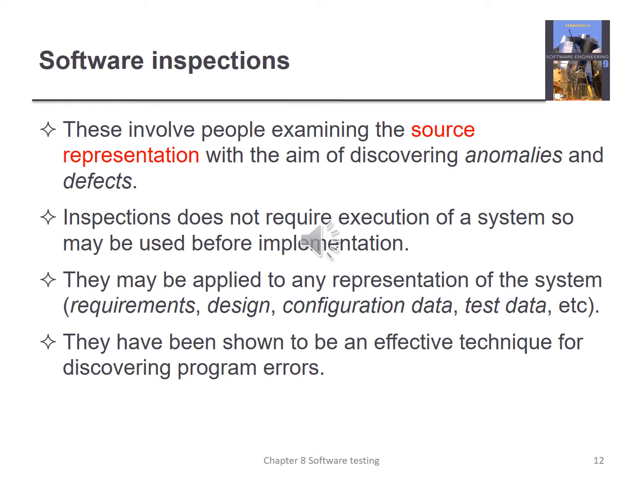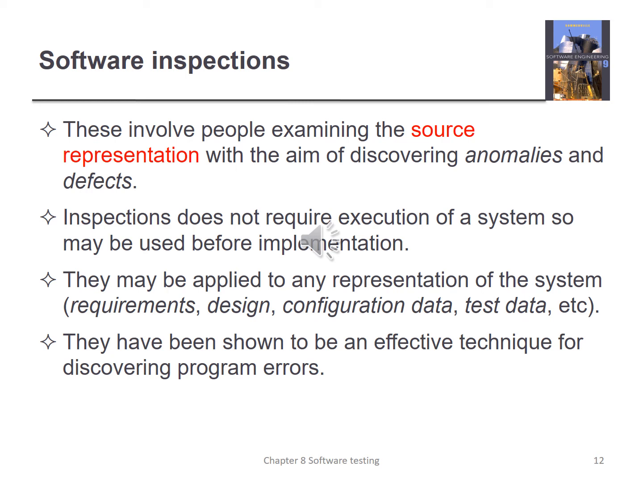We review and inspect requirements to find if there is anything missing or any contradiction between those requirements, so we can discover anomalies and defects. Inspection does not require execution of a system, so it may be used before implementation. Actually, all inspection is done before testing the program. The last kind of inspection is inspection of the source code, which is actually before we test it.